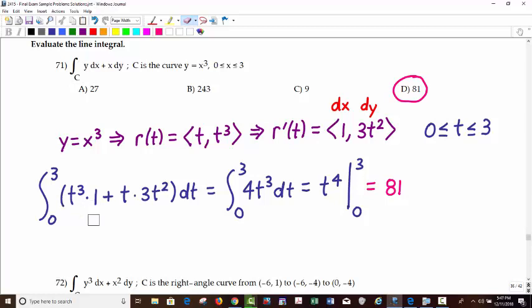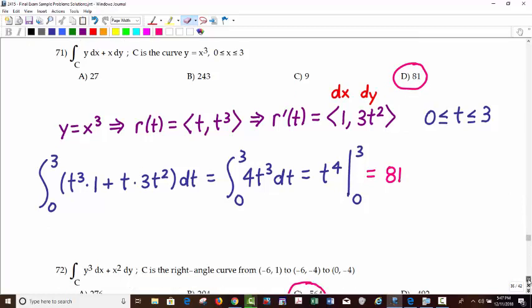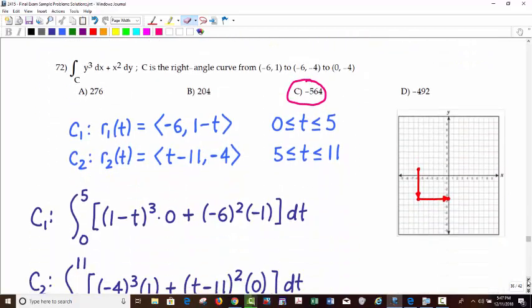So we have t cubed times dx, which is 1. So you have t cubed times 1, plus x, which is t, right there, times dy, which is 3t squared. So I have t cubed plus 3t cubed makes 4t cubed. And then if x is going from 0 to 3, t is then going from 0 to 3 because t is x. So we're going from 0 to 3 of 4t cubed. Antiderivative of 4t cubed is t to the fourth. From 0 to 3, 3 to the fourth gives us 81.